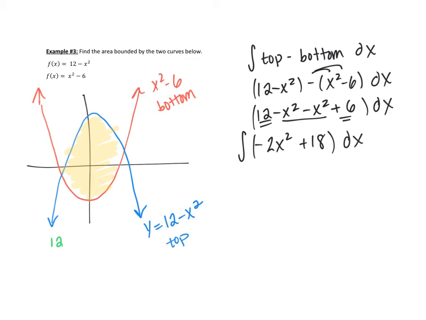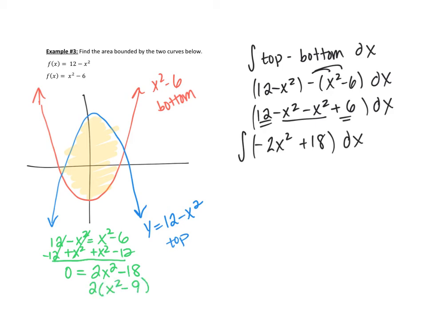So 12 minus x squared equals x squared minus 6. And I'm going to move it over to one side. It doesn't matter which side, so I'll just go to the right. So I'll add x squared, and I'll minus 12. So I get 0 equals 2x squared minus 18. Take out a GCF of 2. I'll be left with x squared minus 9.